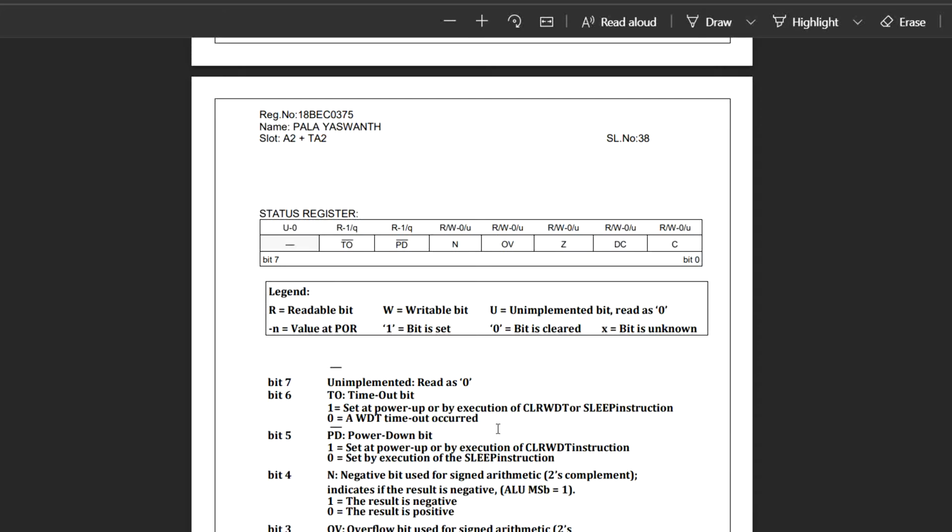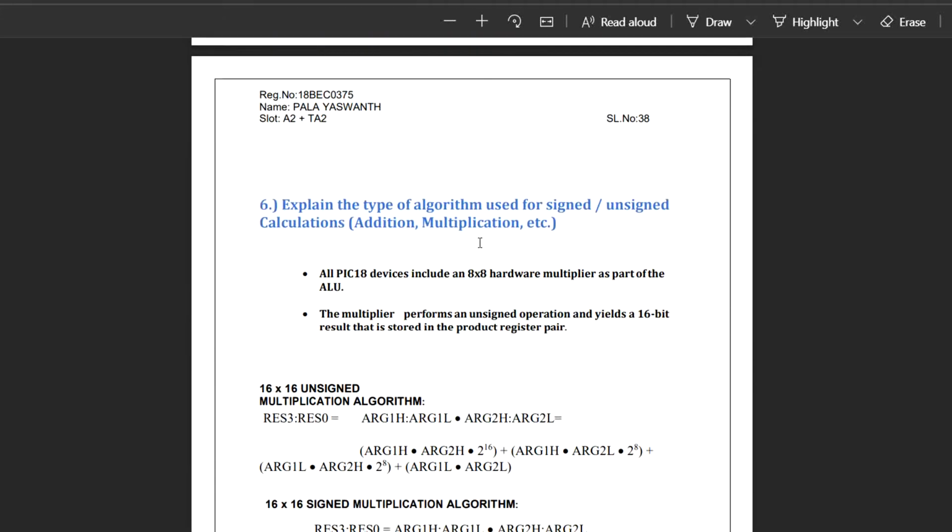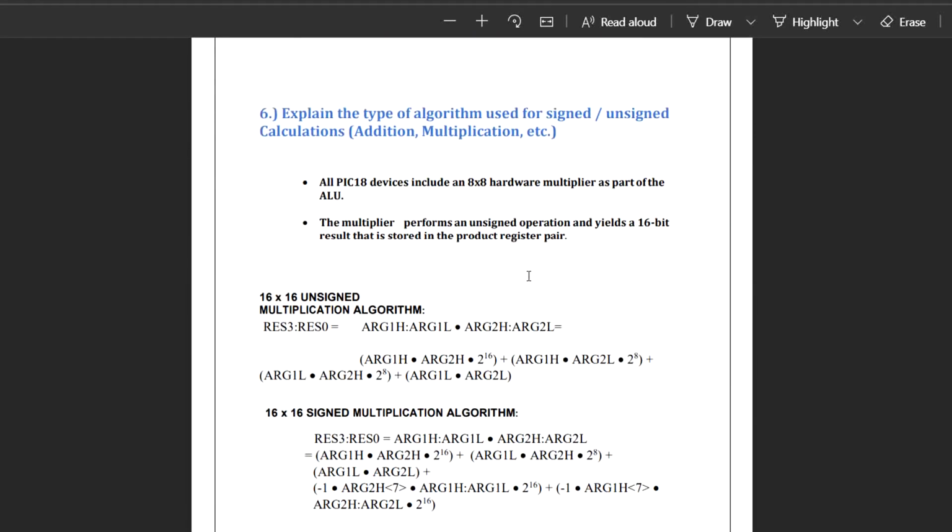depending upon the bit assignments. So here we have clearly discussed the bit assignments: bit 0 is the carry, bit 1 is the digit carry, and then zero bit or overflow, regarding the bits we have assigned. That is up to the fifth question, and let us go to the sixth question.